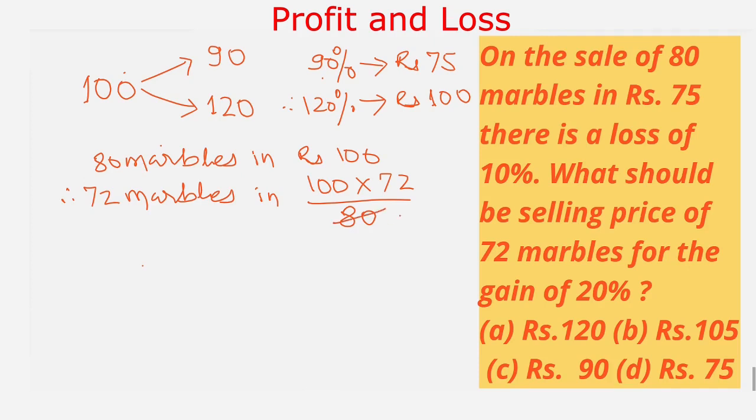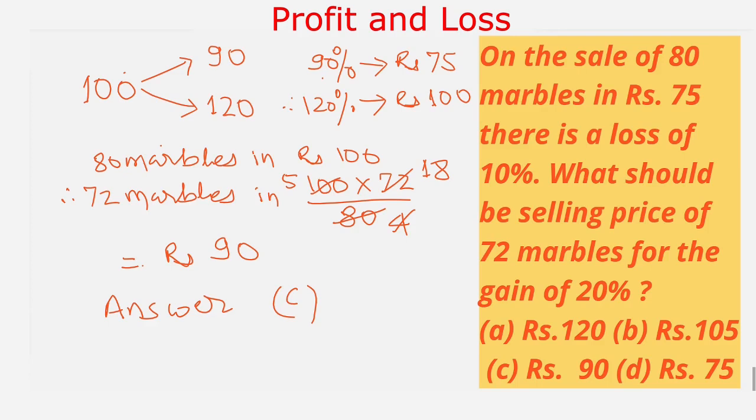20 divides 80 for 4 times and 100 for 5 times, and 4 divides 72 for 18 times. So this is equal to 18 times 5, which is rupees 90. Thus, the amount of 72 marbles should be rupees 90 for gain of 20%. And from the given option, our answer is option C.